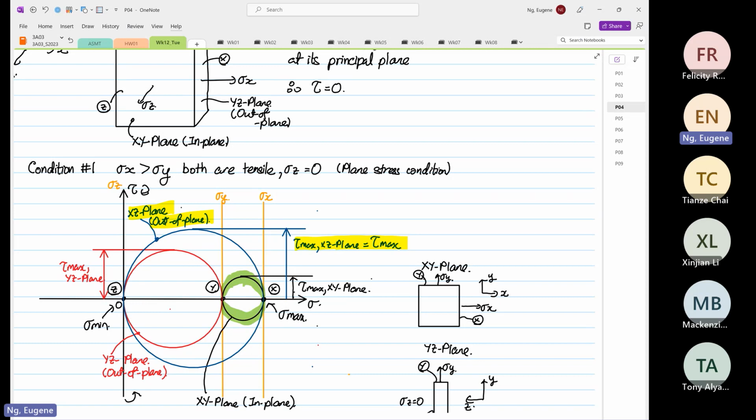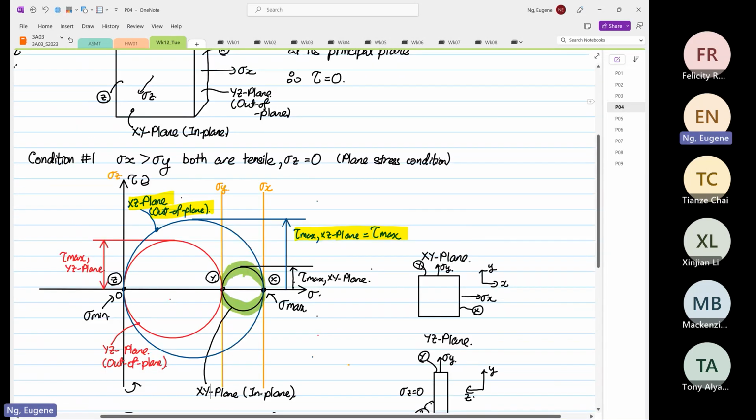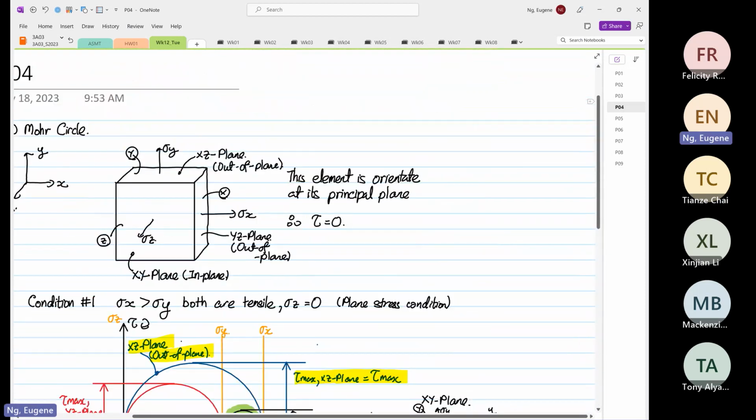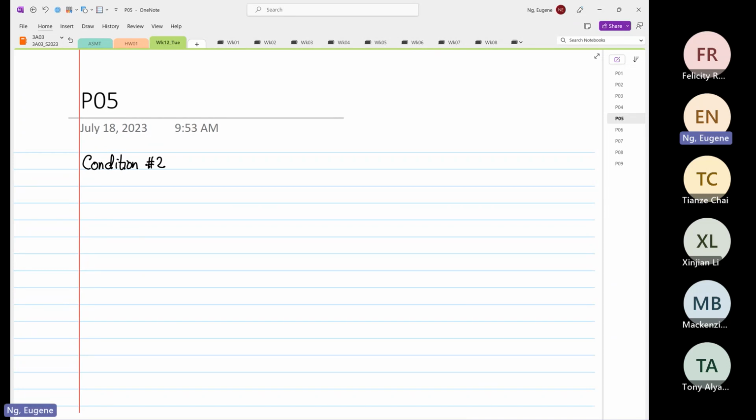Okay, now we look at another condition. So condition number 2 now, and this one was condition number 1. So for condition number 2, stress X is tensile, stress Y is compression, and stress Z is equal to 0.